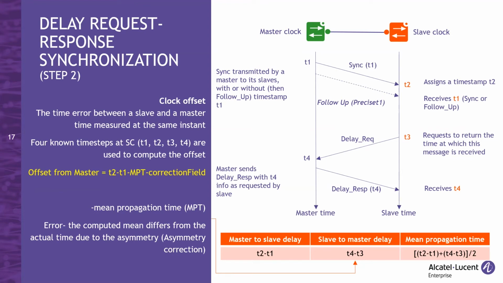This T1 time is a precise time of the master clock plus residence time in the master clock needed for the message to leave the clock. This residence time will be recorded in the correction field of the sync message. Optionally, precise time of the master clock can be sent within follow-up messages.